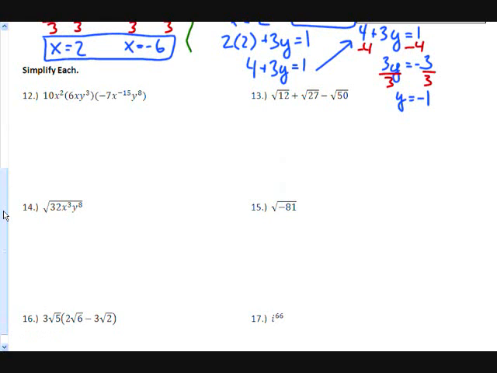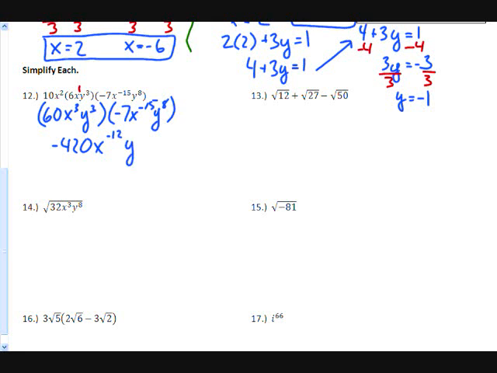For number 12, when you're multiplying three things, you just multiply left to right. So I'm just going to do this one step at a time. The 10 times the 6 is 60. When I multiply variables, I add the exponents, and keep in mind this is an x to the first here. So that means this is going to be x to the third, y to the third. And now I can multiply that by the negative 7, x to the negative 15th, y to the 8th. So 60 times negative 7 gives me negative 420. Once again, I add the exponents. That's going to be x to the negative 12th, y to the 11th.